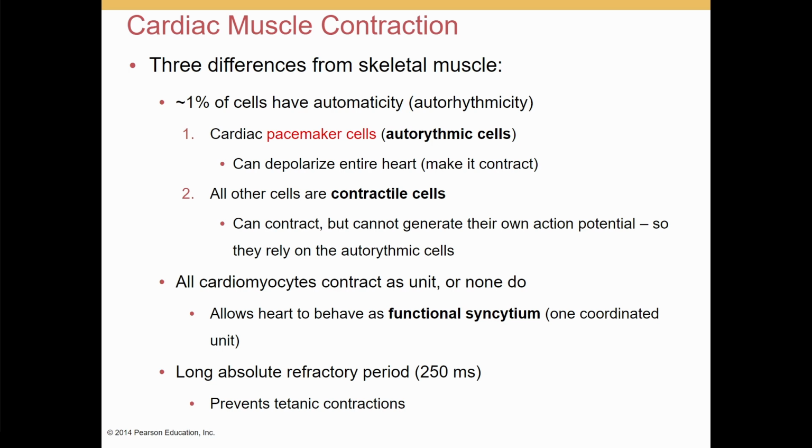They also have a long absolute refractory period. All cardiomyocytes have a refractory period of about 250 milliseconds. This is much longer than the refractory period seen for skeletal muscle, and this prevents the possibility of tetanic contractions, where essentially a contraction continues for so long that there's a type of paralysis. That would be very damaging for the cardiac system.